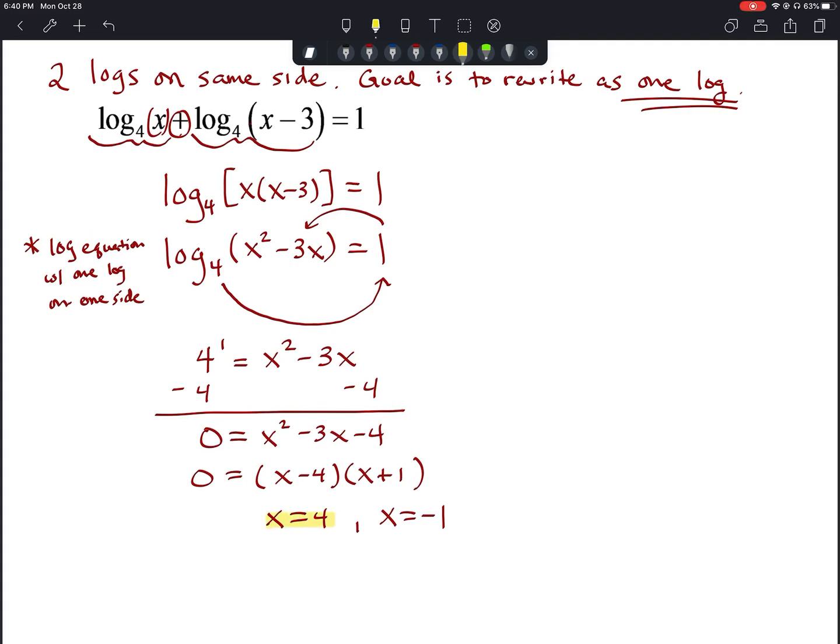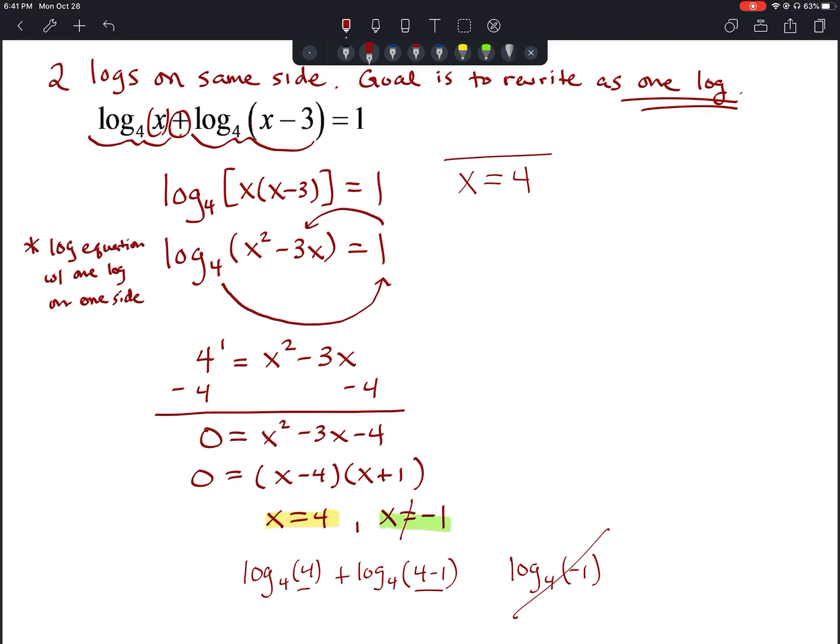When we take x equals 4 and plug it in, we'd have no problem with the log base 4 of 4 plus log base 4 of 4 minus 1. Both of those are fine; they both have positive values in there. When we try x equals negative 1, obviously log base 4 of negative 1 is going to already mess that up. So x cannot equal negative 1. Our answer for this equation is x equals 4. Negative 1 is an extraneous solution.